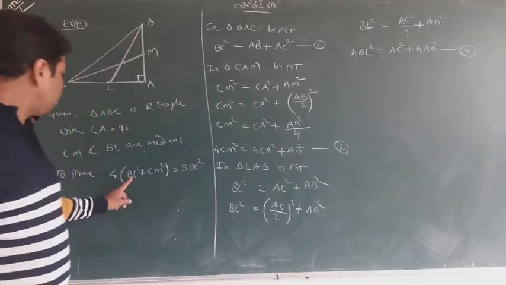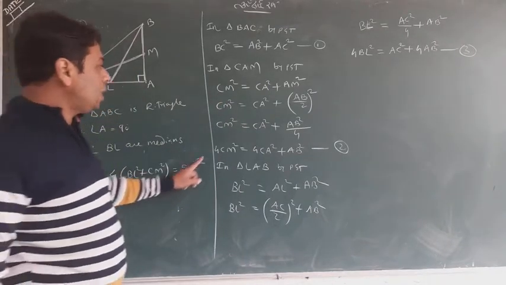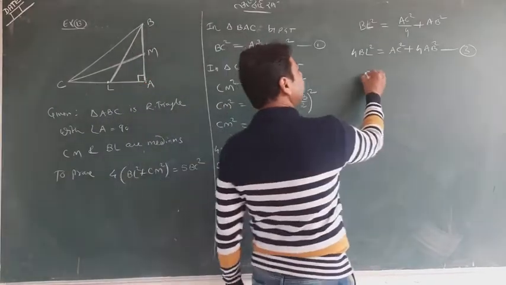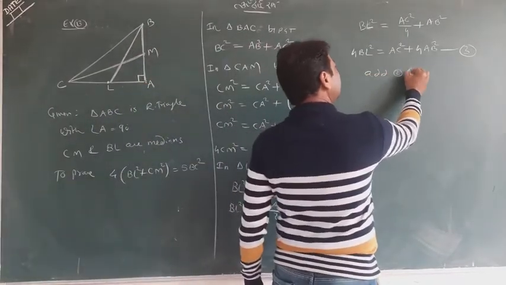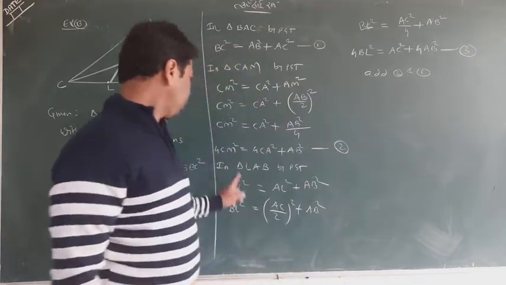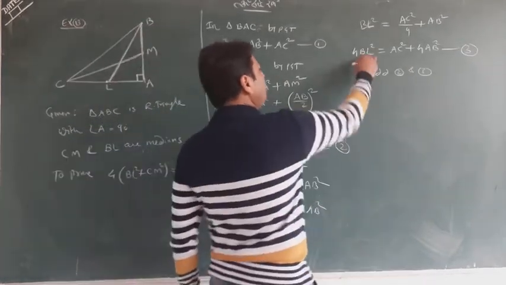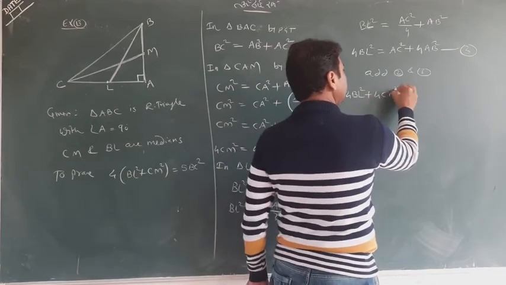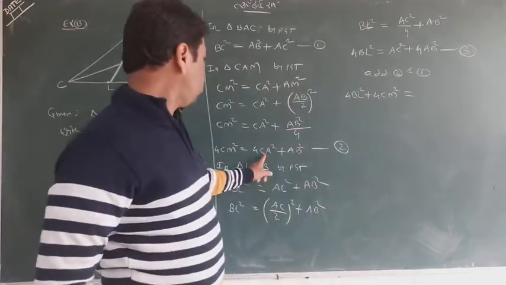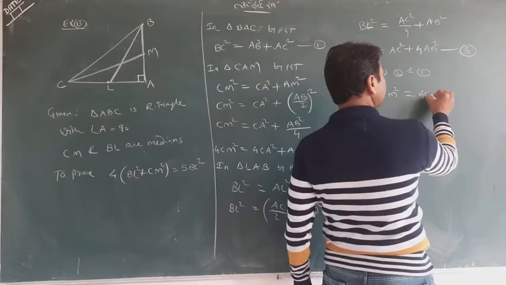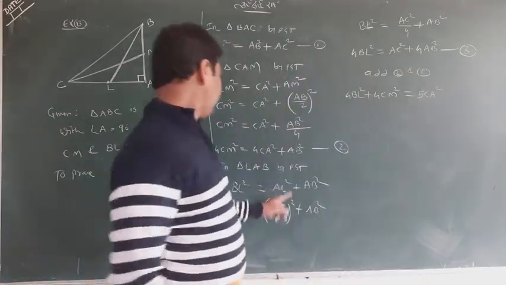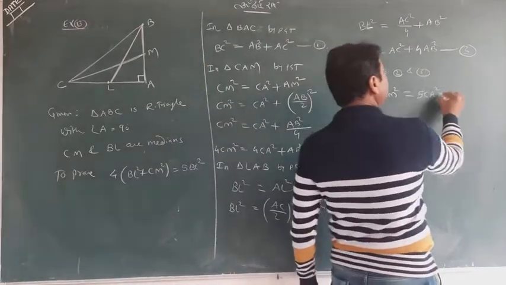Now what I'll do? I need the answer BL square plus CM square. So I'll add the second and third. Look, I tell you how we can get the answer. This 4CM square plus 4BL square is equal to 4CA square plus 1CA, which will be 5CA square, and AB square plus 4AB, which will be 5AB square.